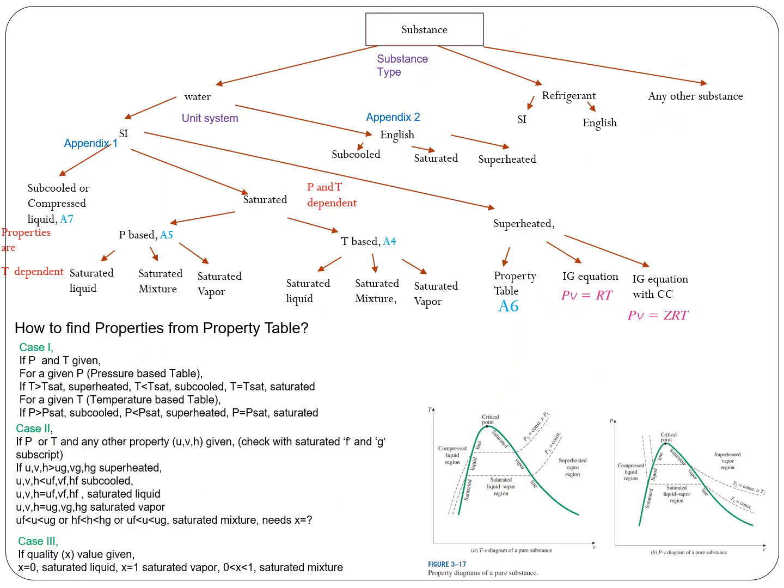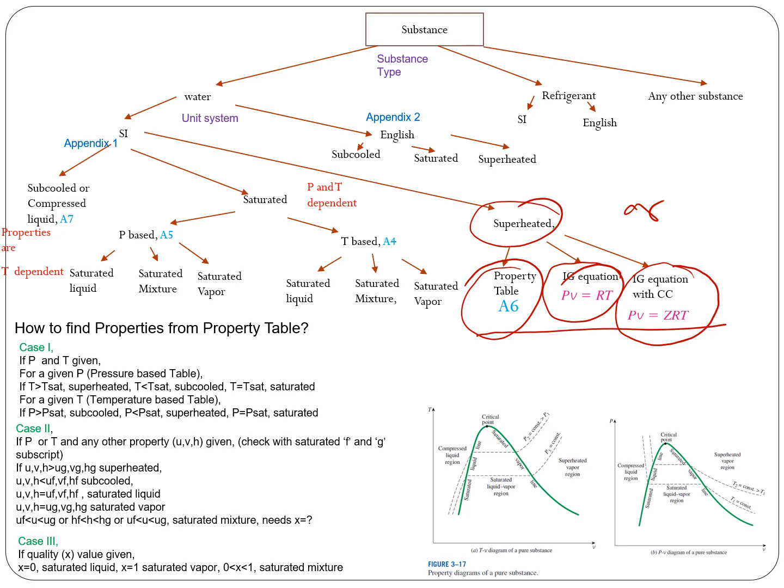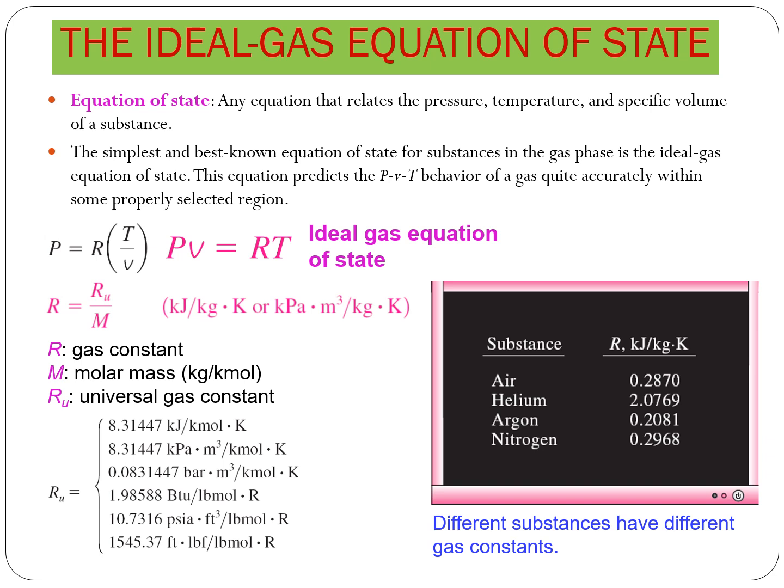Again, for superheated vapor or gas, you could use the property table, or you can use the ideal gas equation or the ideal gas equation with the compressibility chart. So these are the options which you have. So it could be some gases or superheated vapor in which we can use the ideal gas equation or the ideal gas equation with the compressibility chart. Okay, so let's try the ideal gas equation.